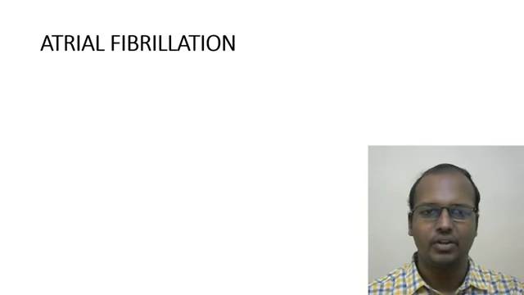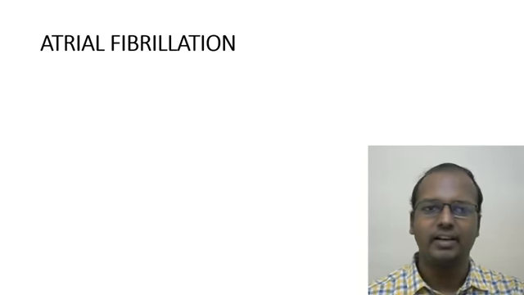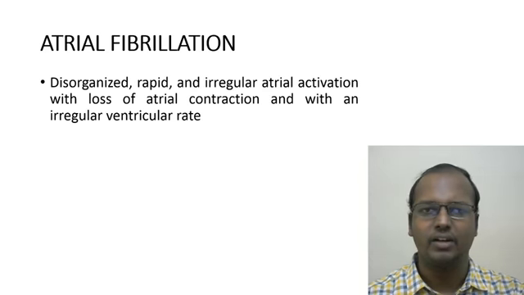Atrial fibrillation, as you have heard a lot of times, is an irregularly irregular rhythm, right? That means it is chaotic and it is rapid. So what is happening to the heart? Normally the SA node will initiate the impulse. It will be conducted at a rate of around 72 to 74 per minute. A normal sinus rhythm is regular and between 60 to 100 beats per minute.